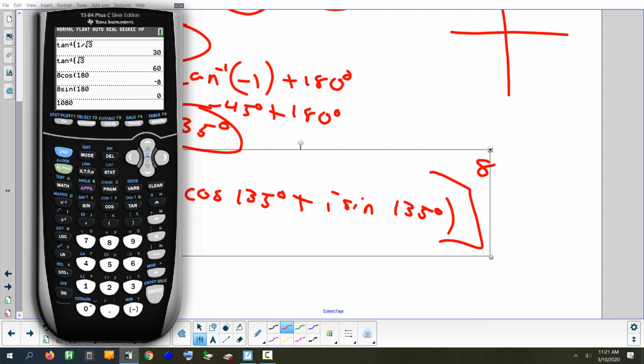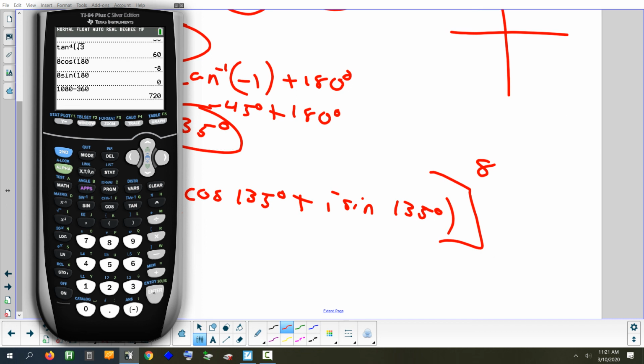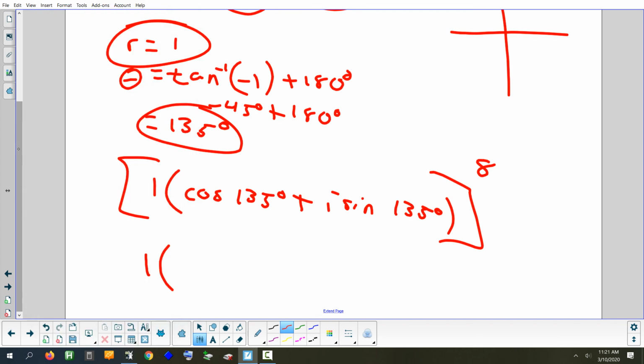Now, you're not going to see an answer on a test with an angle that big. So what do you do to make it smaller? Subtract. So subtract 360 as many times as you can. In fact, you could do it 2 more times. And what would you get? 360. And then you can do it again. 0. So 1080 is exactly the same as 0.